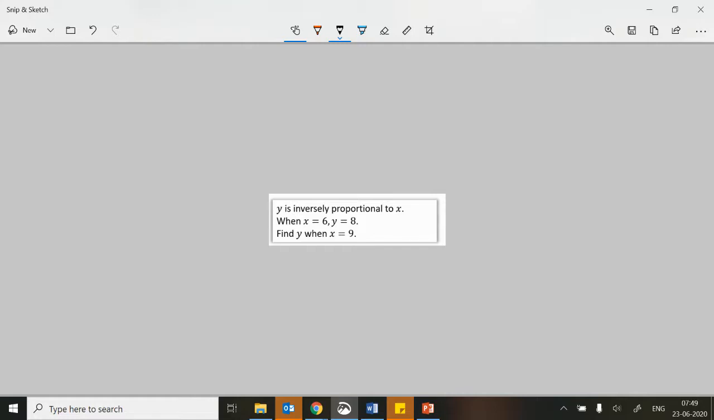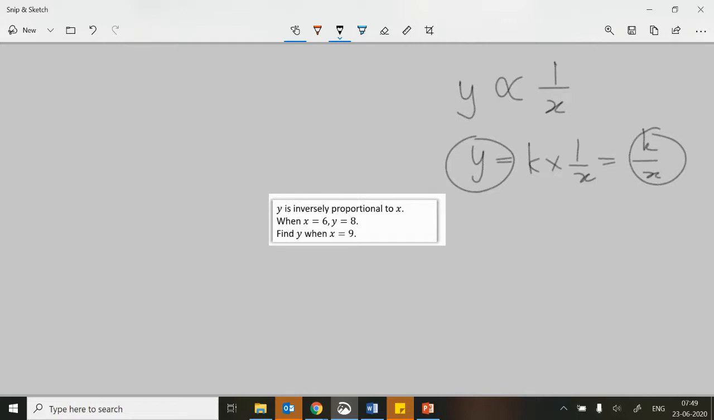Now, if you have a situation of inverse proportion, we write it like this. We say y is proportional to 1 over x, or whatever variables you have. Okay, and so that can be replaced again, the proportion symbol can be replaced by k times 1 over x. That's the same as k over x. So we would normally just write it as y equals k over x.